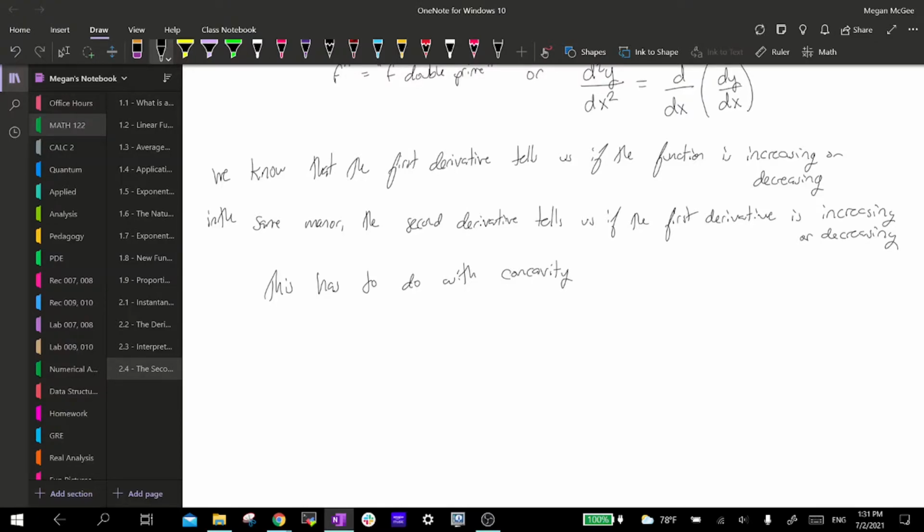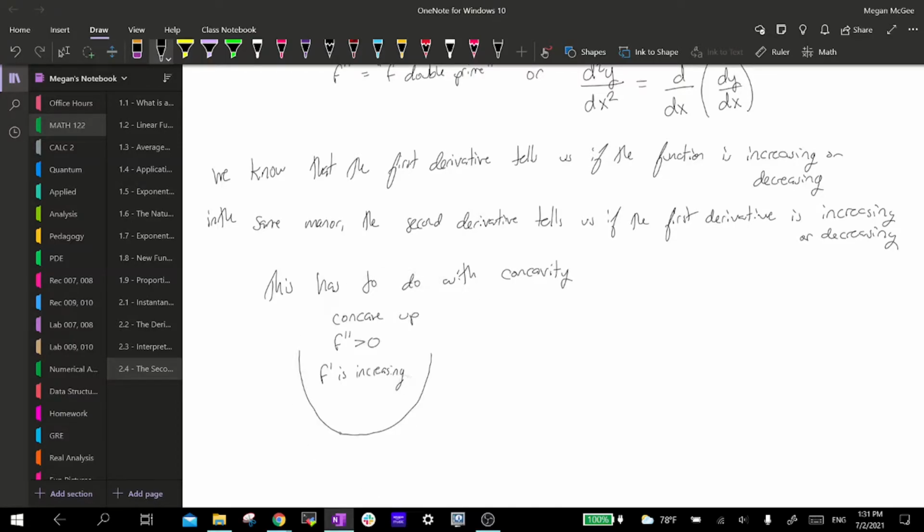Now we're going to look at some examples. So we have, let's say we have something that is concave up. Alright, so if our graph is concave up, this means our second derivative is going to be positive. Alright, so concave up, second derivative is positive. And so this means that our first derivative is increasing.